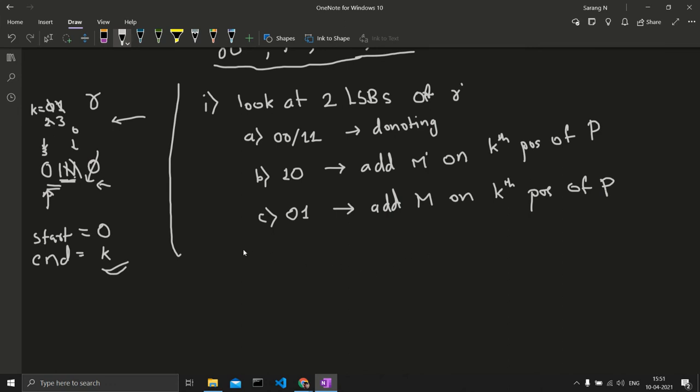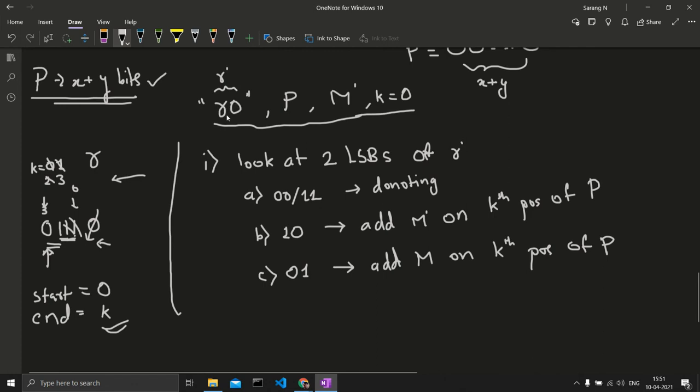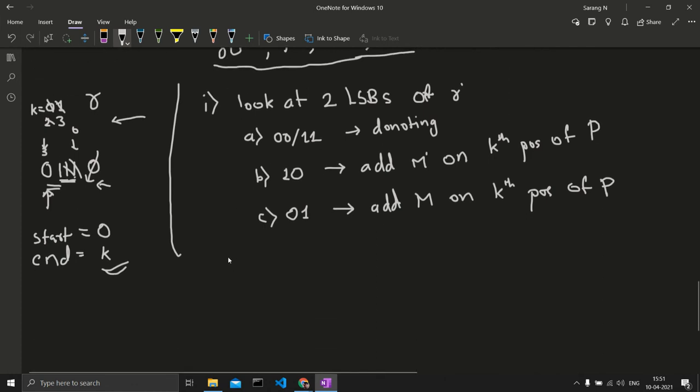After doing that, we have to look at next position r. So for that, we can simply write r dash, right? Shift r by single bit. Or you can write r dash is equal to r dash divided by 2, because it's effectively the same thing as dividing by 2. Then again you look at r dash.